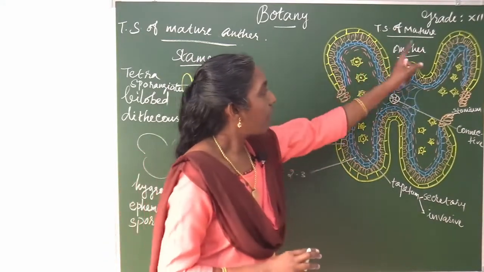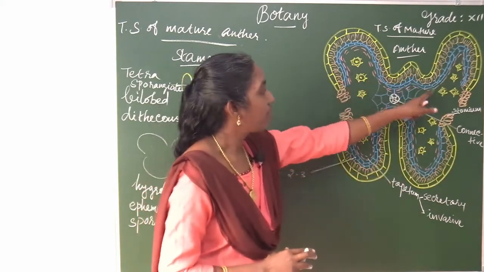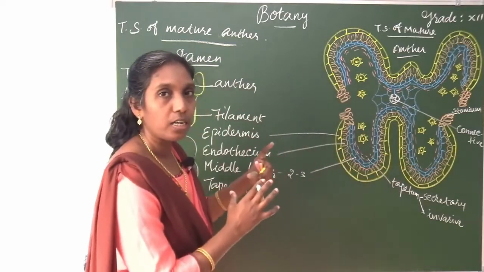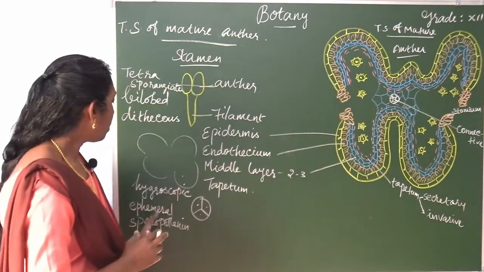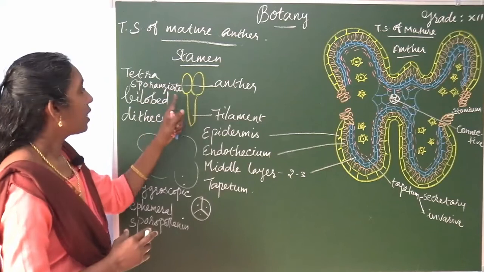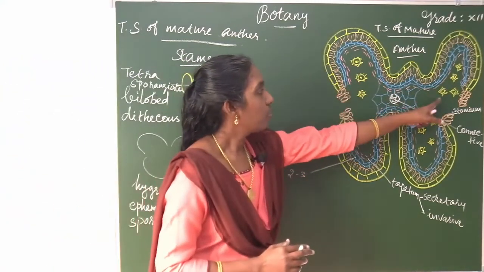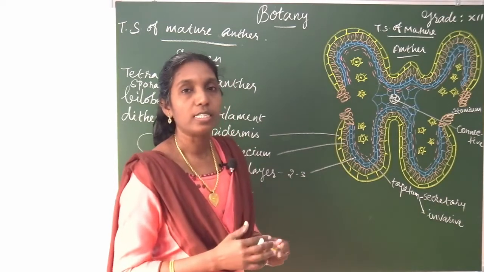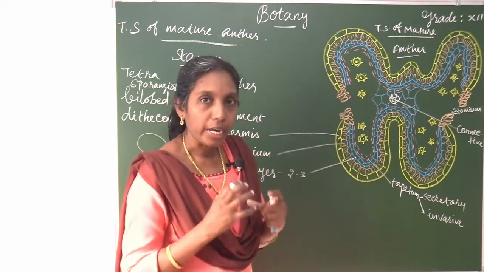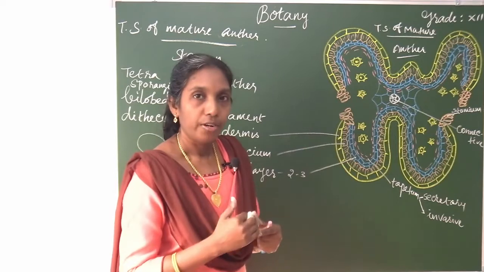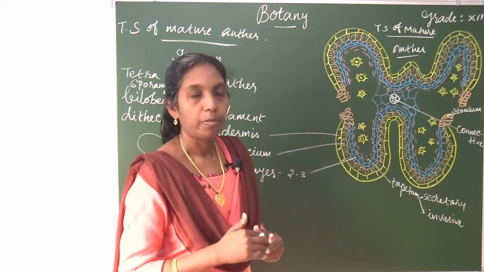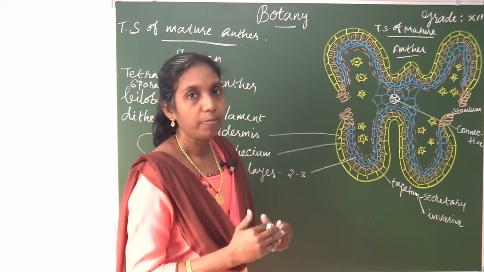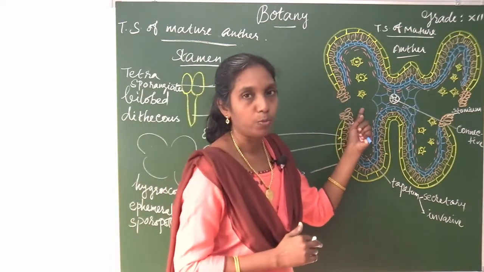Inner to this anther wall there are cavities. As I mentioned earlier, a typical anther is tetrasporangiate. So, in this sporangium, microsporogenesis occurs. What is meant by microsporogenesis? Development of microspore from microspore mother cell. When the microspore mother cell undergoes meiotic division, it forms microspore.